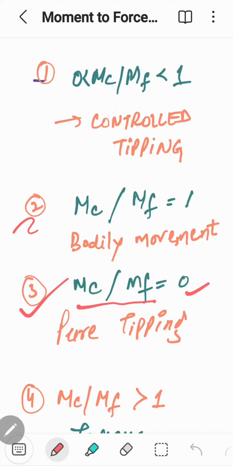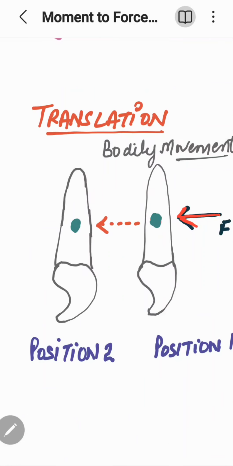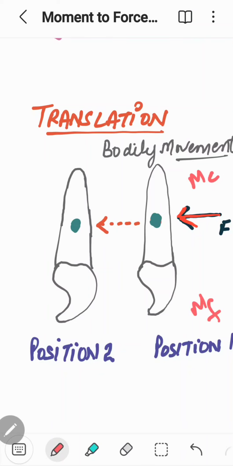Situation 2 is if MC by MF is equal to 1. What does it mean? It means the counterbalancing force and MF are both equal. If both the forces are equal, it will lead to bodily movement or translation of the tooth, in a similar way as if the force were directed through the center of resistance of the tooth.